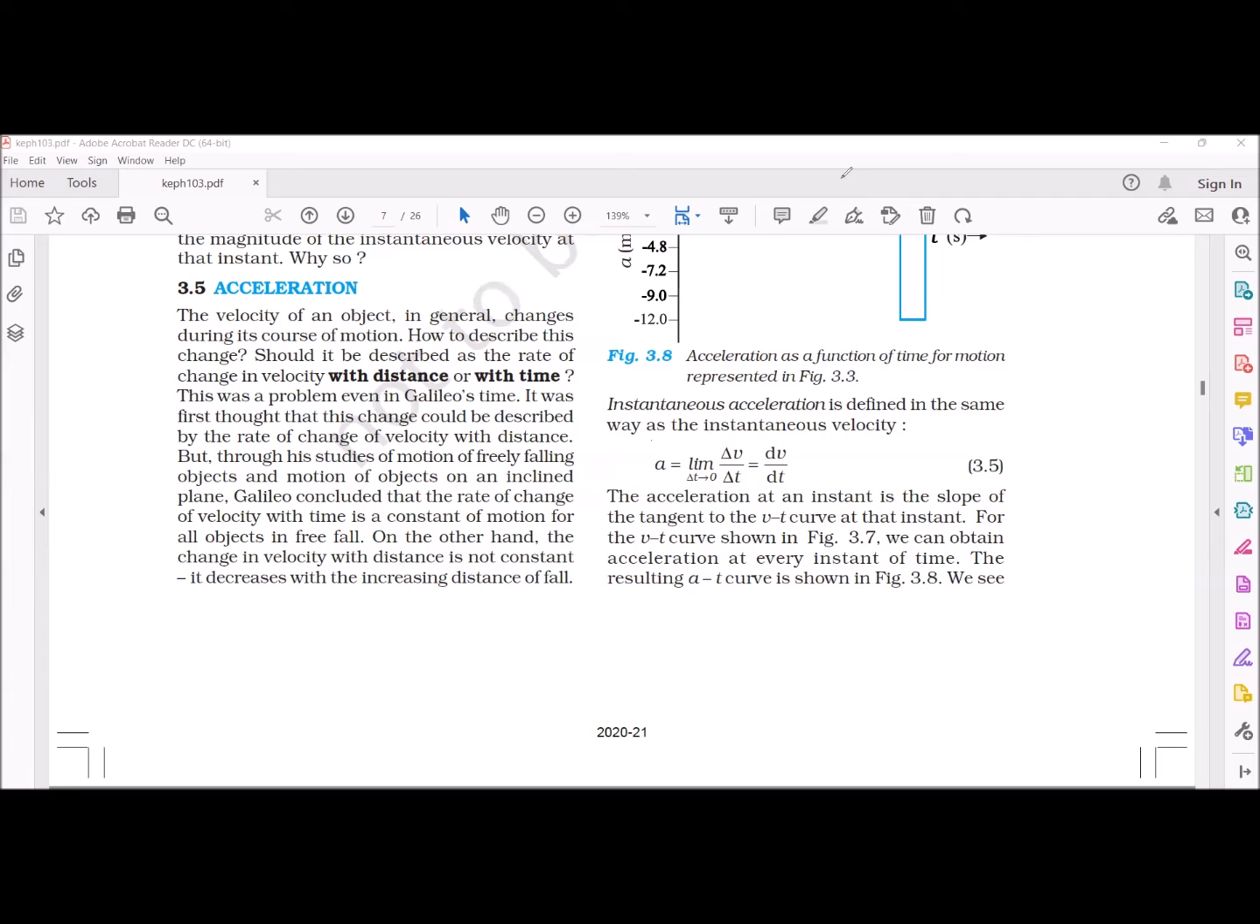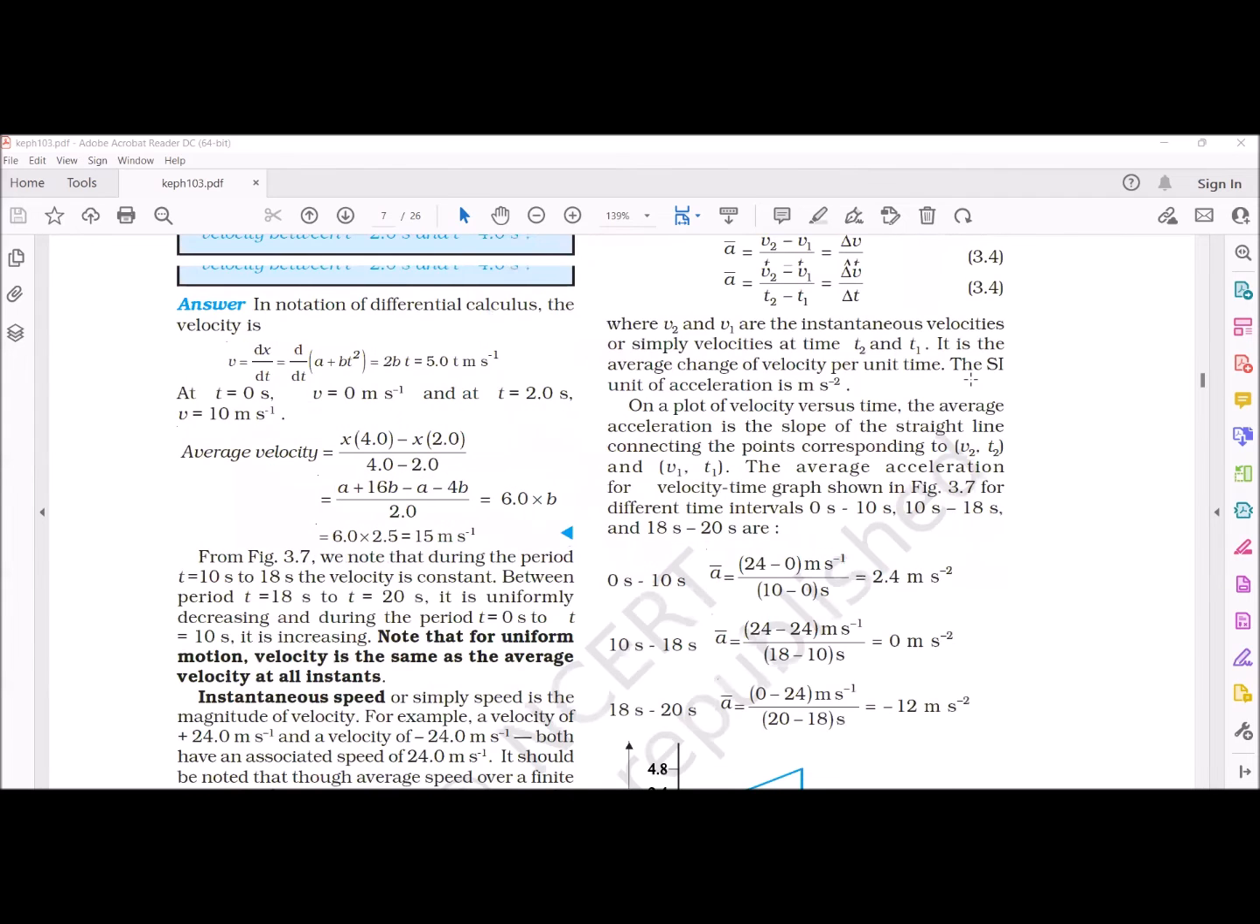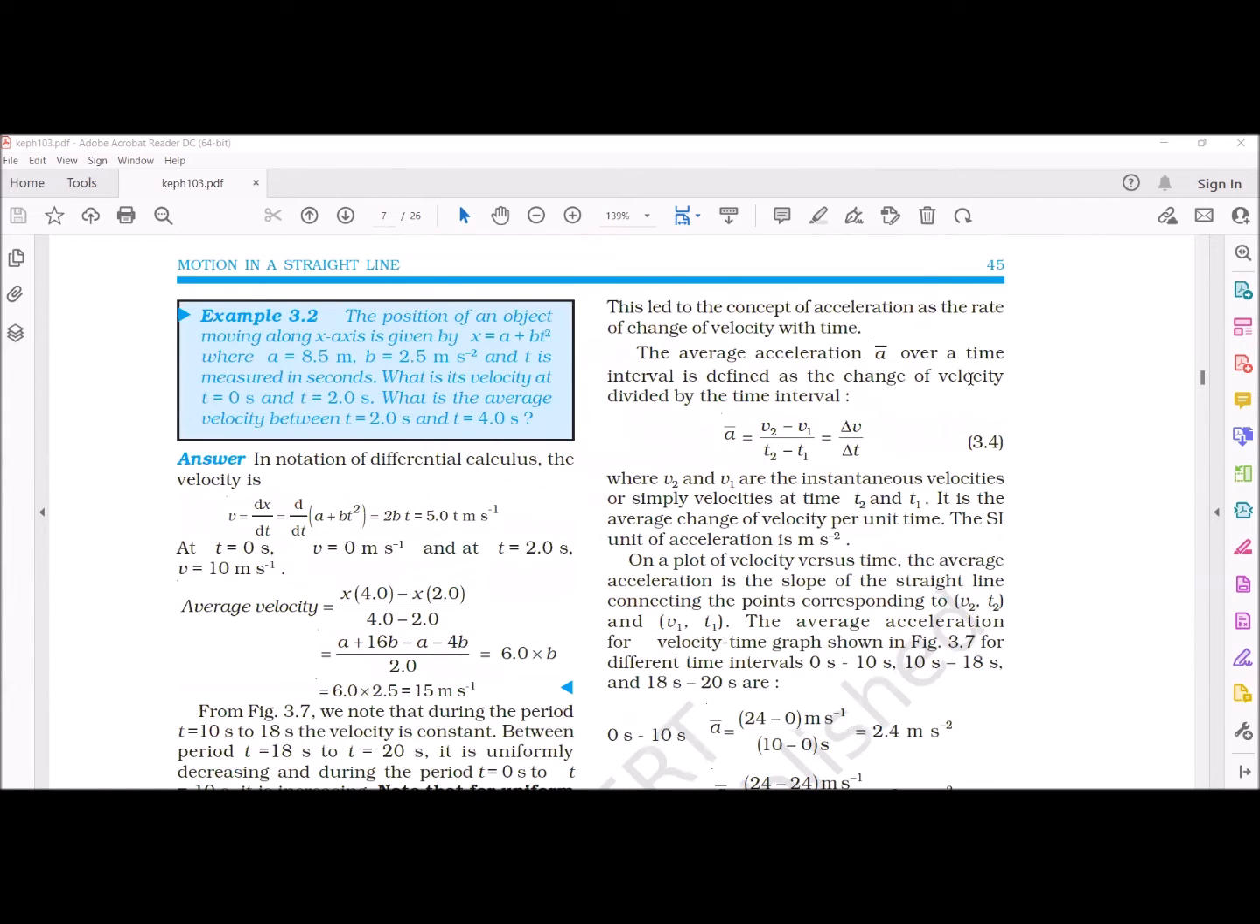So now we are defining average acceleration. First, what is average velocity? Just now we have discussed: average velocity is how fast the position of the object is changing with respect to time and in what direction it is changing. Now, what is average acceleration? Average acceleration is the rate of change of velocity with respect to a particular time interval.